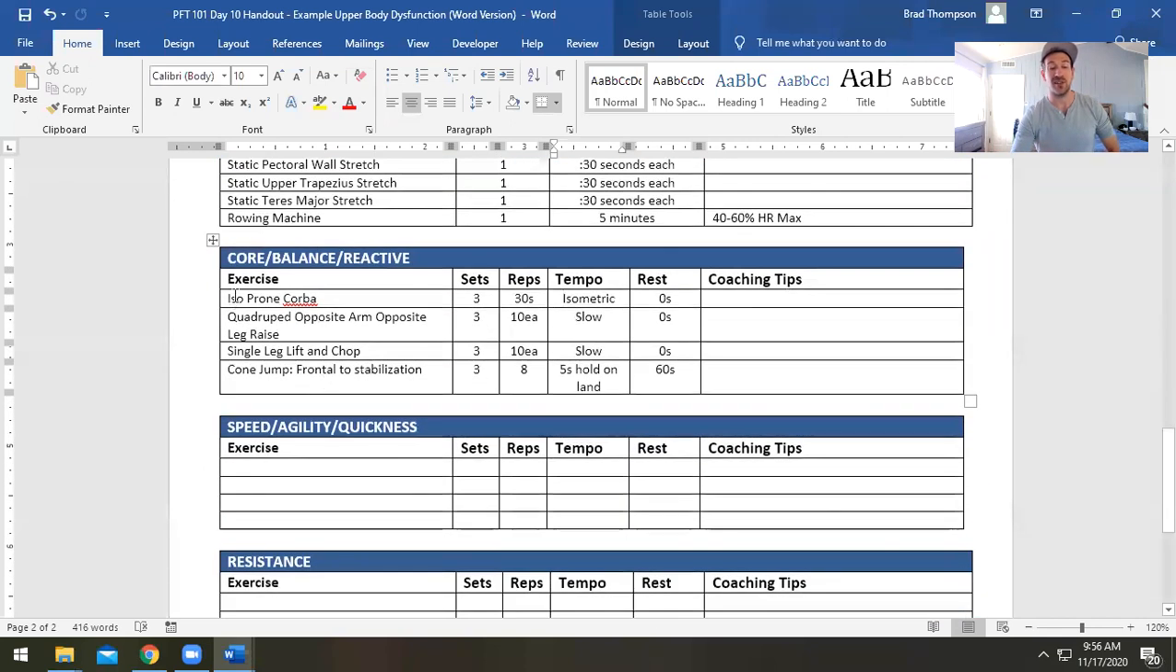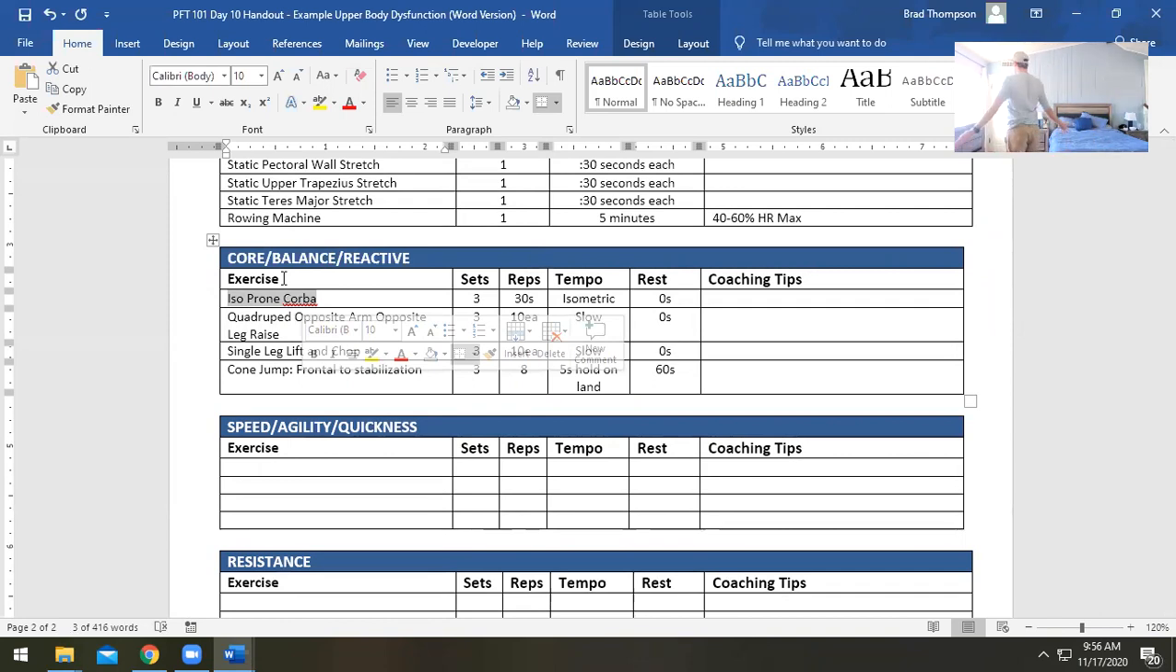For our core balance and reactive, our 2 core exercises here, we've got the iso prone cobra. Which again is that Superman, but rather than having the arms up like this, we're going to have the arms down and back like this, and we're going to turn the thumbs up towards the ceiling. So we're focusing on really pinching those lower traps, right? We're pulling into an A fly, right? And that's going to be great for pinching those low trap muscles back into shoulder retraction.